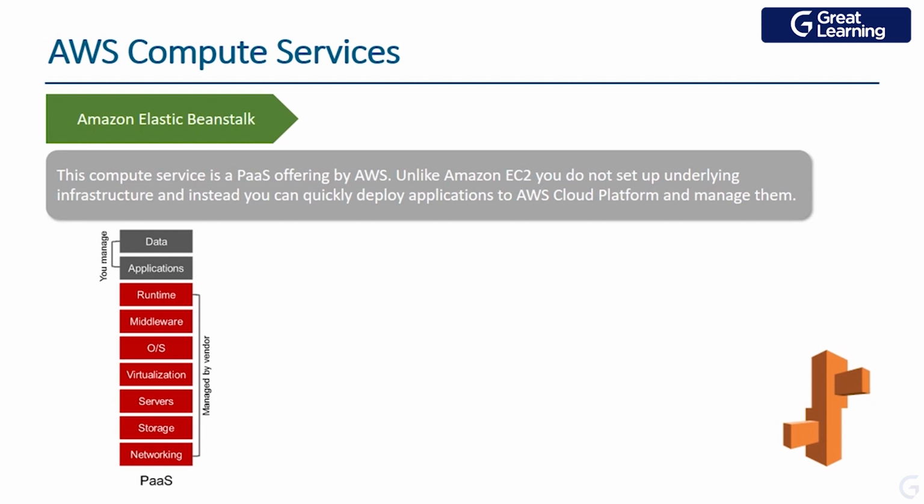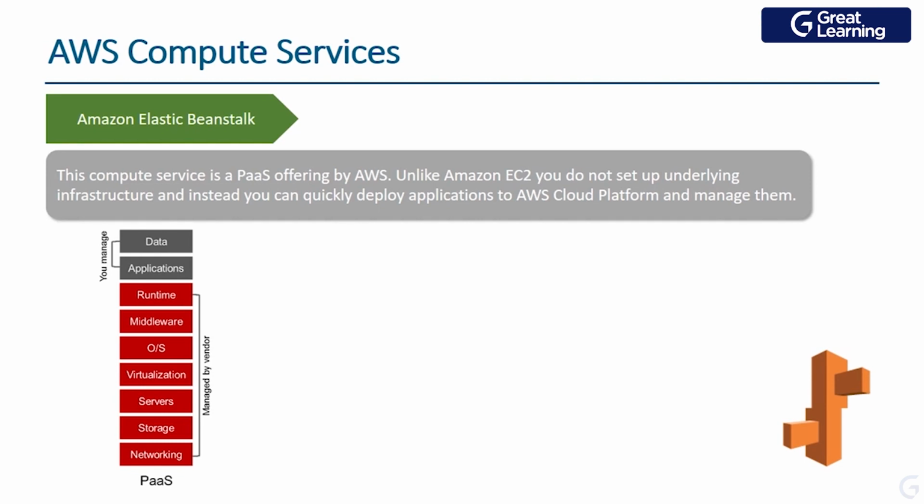If I were to define this service, I would say it is a compute service which gives me PaaS offerings. Now, unlike EC2, something that we'll be discussing next, you do not have to set up underlying infrastructure. Instead, you can quickly deploy your applications to the AWS Cloud Platform and manage them. So basically it is nothing but a PaaS offering that AWS has to offer to you. I believe Elastic Beanstalk is clear to you.